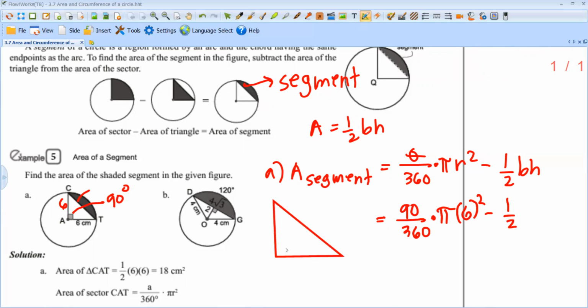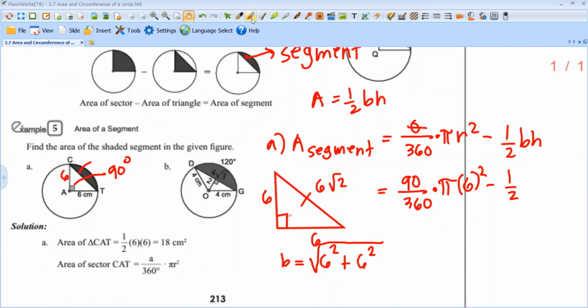So this is 90. So we use the Pythagorean theorem for 6, and this is 6. In order for you to get the base, it would be the square root of 6 squared plus 6 squared. So that is the base. Square root of 6 squared plus 6 squared is equal to 6 square root of 2. That is the base of the triangle.